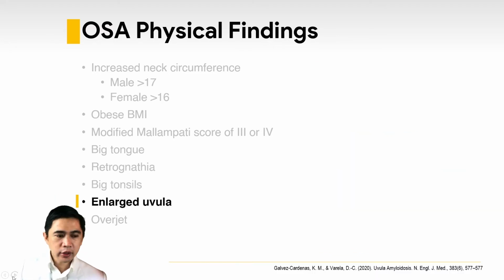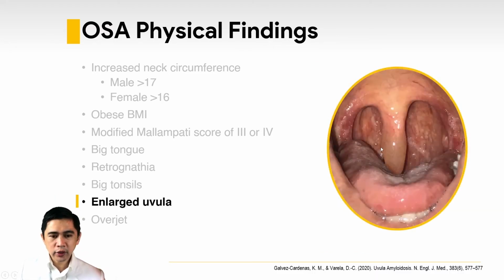Next is enlarged uvula. So this is an enlarged uvula. Okay, so this can also collapse during sleep, and it can actually be an obstruction to our airway. Okay, so this is a case of abnormal uvula. Sometimes this will present only as snoring.